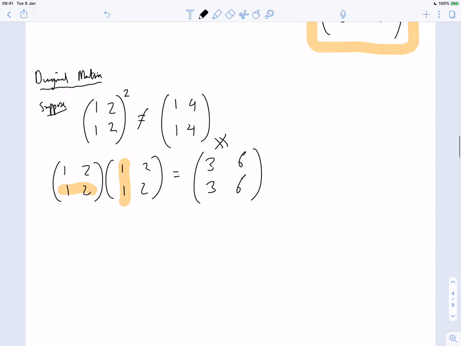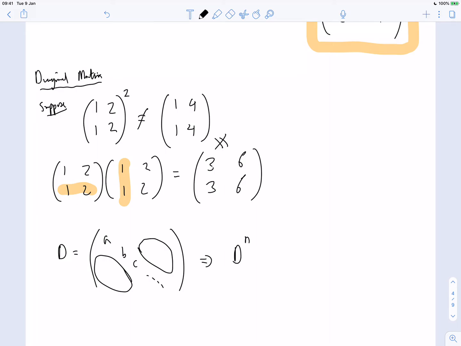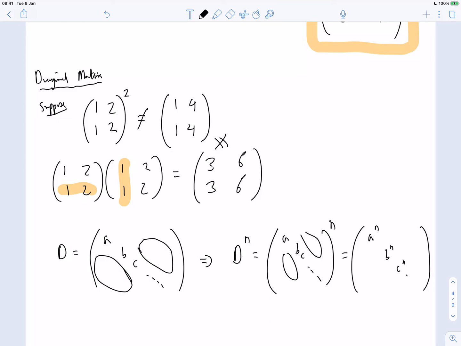What's nice about diagonal matrices is suppose this diagonal matrix D is a, b, c, and keep going, and the rest of these are zeros. To denote they're zeros, I'll just put big clouds of zeros like that. That just means there's 0 elsewhere. Then the great thing is if I raise D to the power n, this is actually just a to the n, b to the n, c to the n, and so on, and zeros everywhere else.